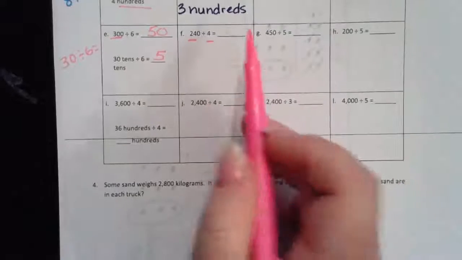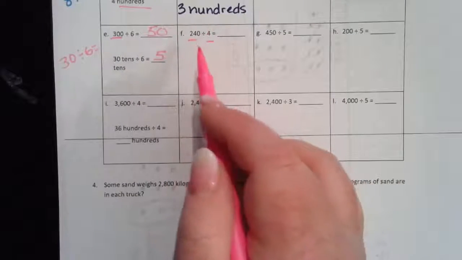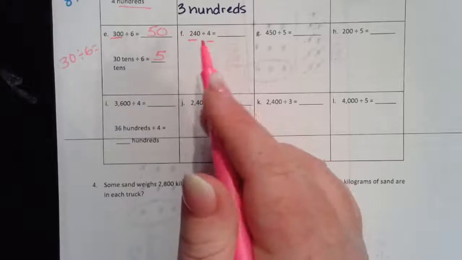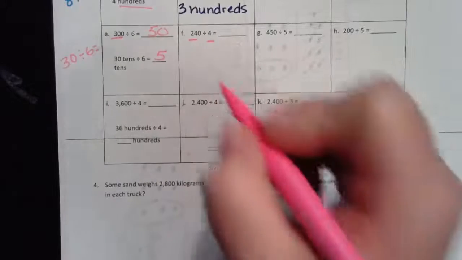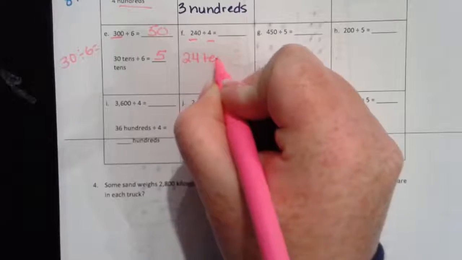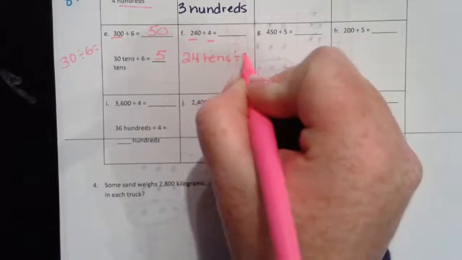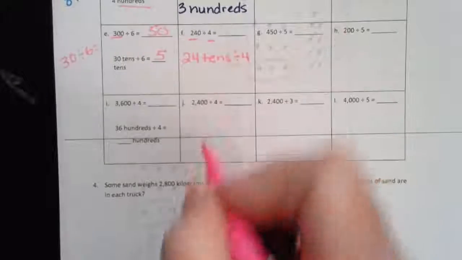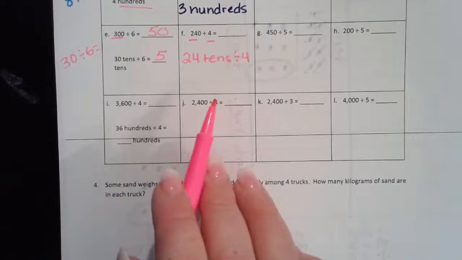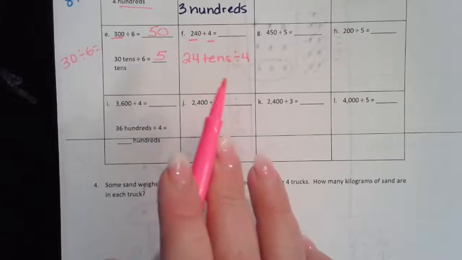But I can't say 24 hundredths. That's not correct. I have 240. 240 would mean that I'm going to have 24 tens, and I'm dividing that by 4. 24 tens divided by 4.